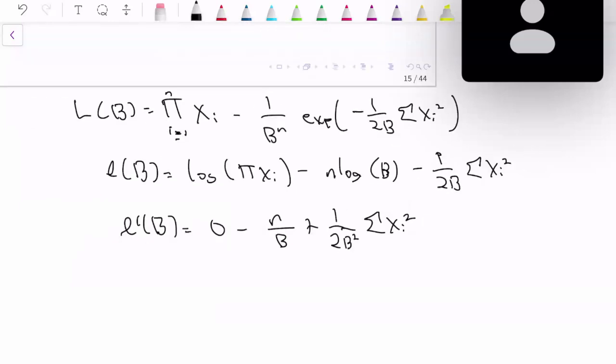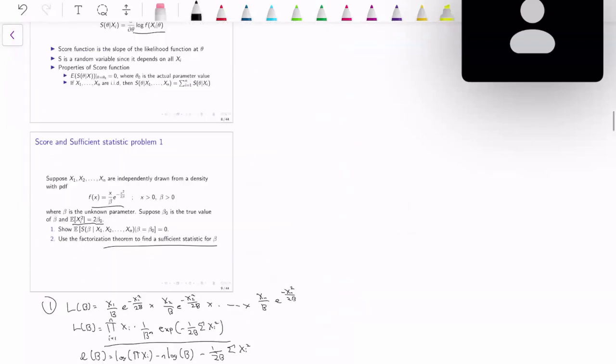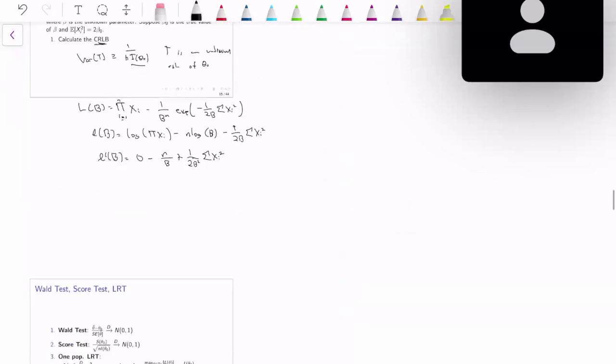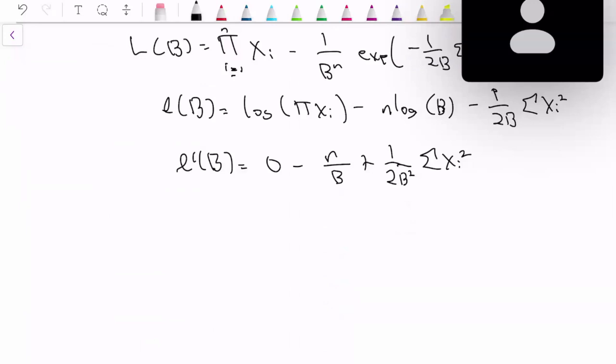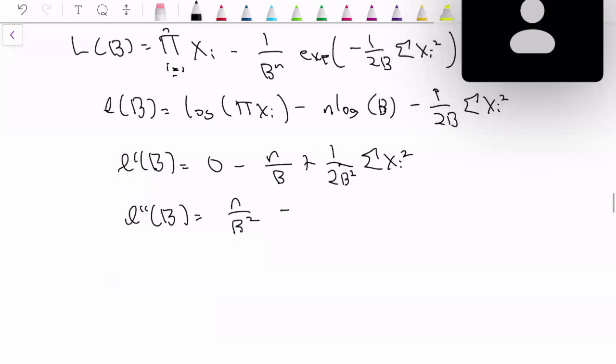All right, so we're back, we're at the first derivative. This is what we needed to calculate last time for this question. So now I'll slow things down and explain more. For Fisher information, we need to get the second derivative. So we'll just take the second derivative here. This will be n over beta squared minus 1 over 4 beta cubed sum of x_i squared, I believe.